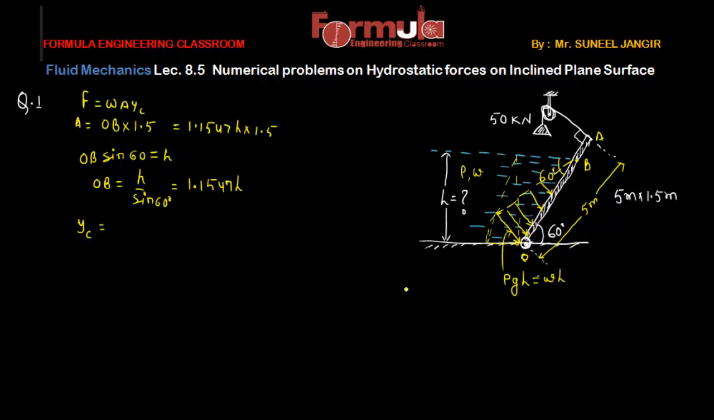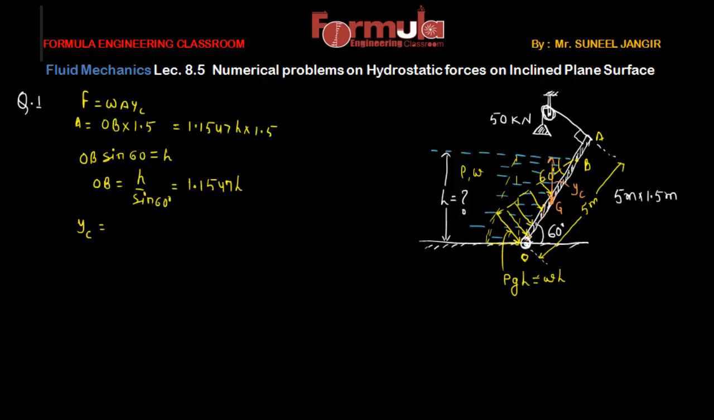What is YC? We know YC is the distance of the center of gravity from the free surface. But in this case, we need the distance of the center of gravity only for the submerged surface. The submerged surface of the gate is OB. Let us say that for this OB, this is the center of gravity, this is the G point. So this becomes YC. YC is the distance of the center of gravity of the submerged surface from the free surface of the fluid. So this is YC.